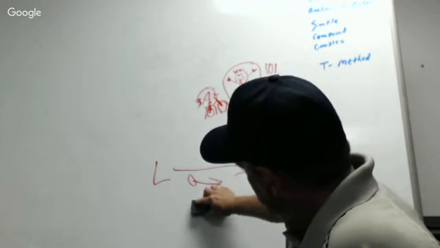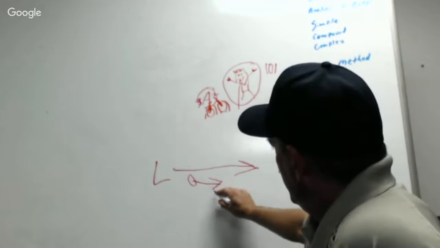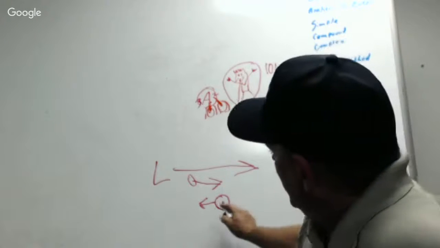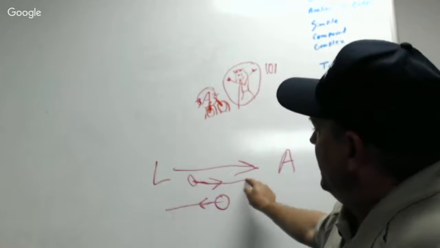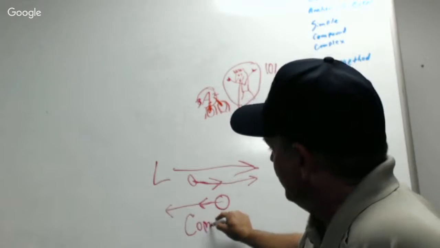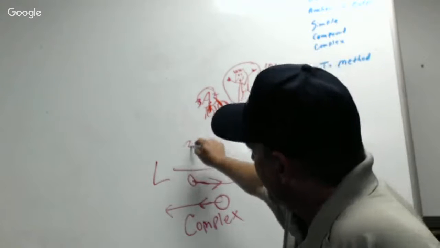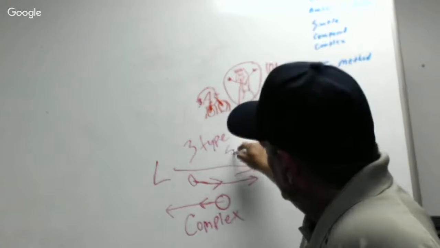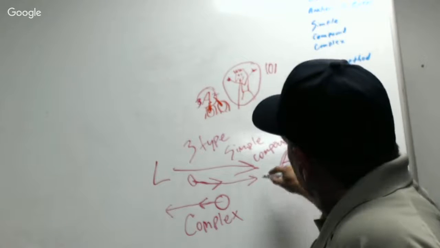Now, a complex system is when I have pulleys that are moving in opposite directions. So if I have a pulley traveling this way, and I have a pulley traveling this way, then I have a complex system. So that's the difference. There's 3 types of mechanicals for rope. Simple, compound, and complex.